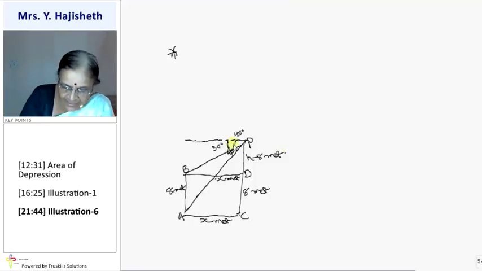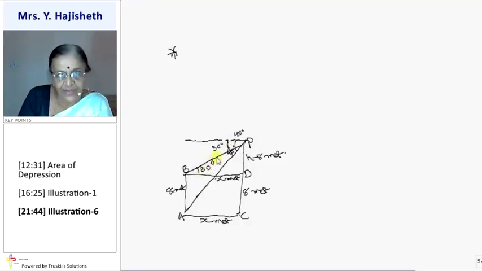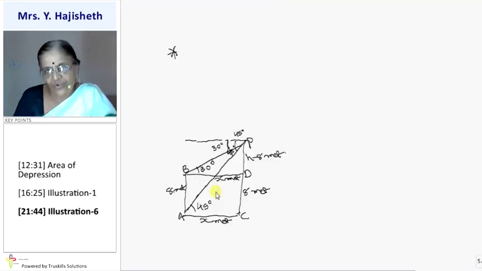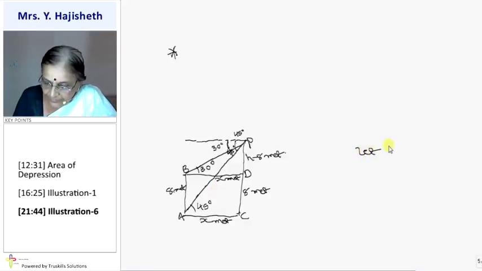Now this 30 degree coming down here, forming a pair of alternate angle. And this 45 is coming here by taking pair of alternate angle. Okay? Clear? So now I write the introduction of the sum. Let h be the height of the multi-storied building.